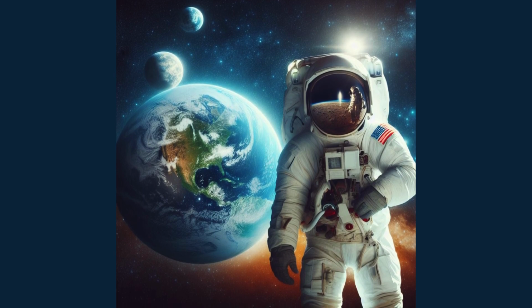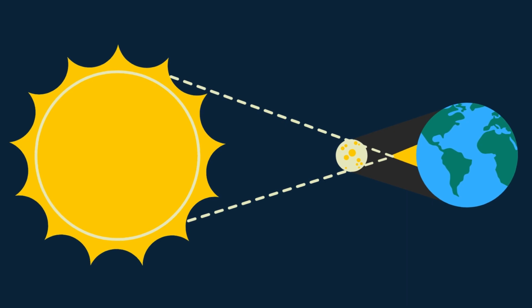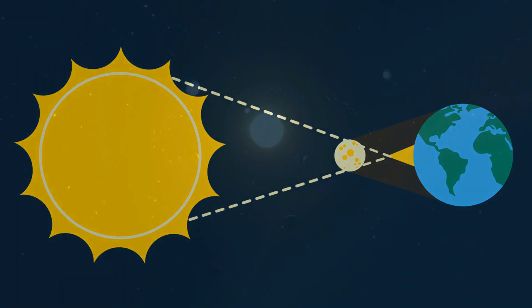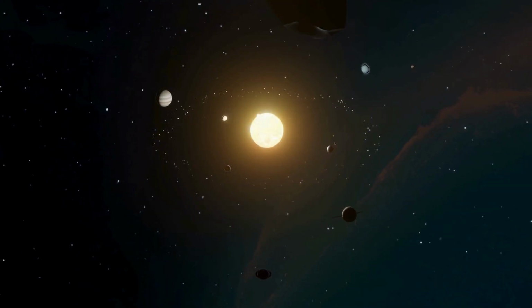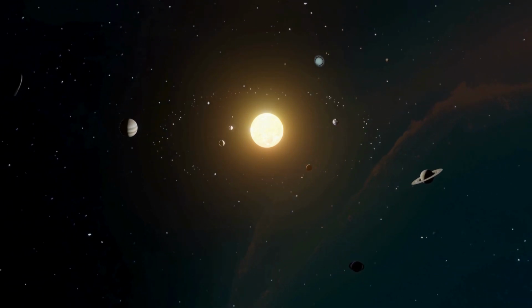Hi there, future space explorers. Imagine the moon playing peekaboo with the sun, and for a brief moment, day turns into night. That's the magic of the solar eclipse. It's a rare dance in the sky where the moon blocks the sun, casting a shadow on Earth.